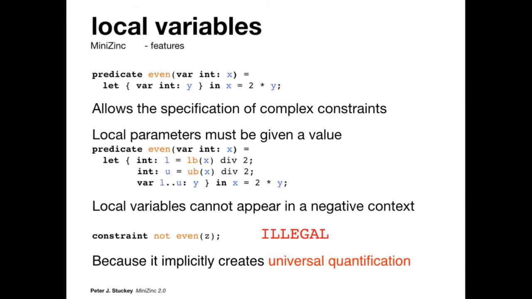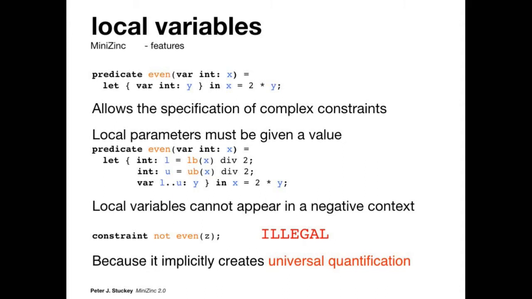Another thing, in order to make very powerful predicates, we also need the ability to introduce local variables into our constraints. So I can define an even predicate and basically say a number x is even if there exists a y such that x equals 2 times y. I can also have local parameters here. So here I'm giving a lower and upper bound on this value y by taking a known lower bound for x and dividing it by 2, and a known upper bound for x and dividing it by 2. This is static information that I can know when I'm building the program, and that's going to give me a restricted value y.